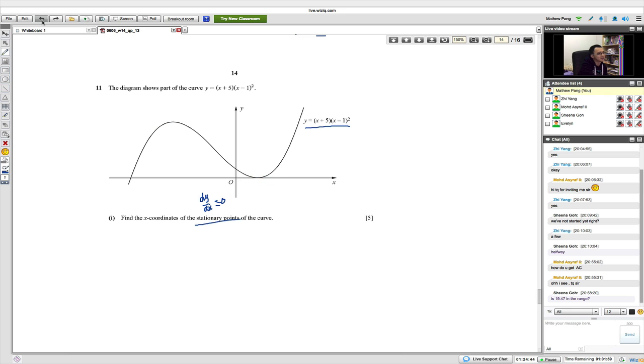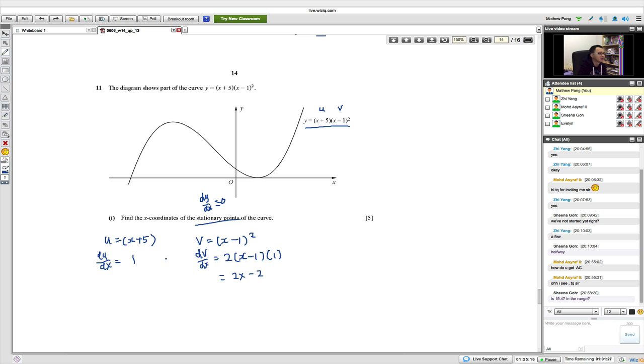Okay, so I will do dy dx for this one. I will call this one product rule also. I call this one u and this one v. So my u actually is x plus 5 and my v is x minus 1 squared. So I will differentiate: my du dx just gives me 1. My dv dx is different. This one gives you 2 times x minus 1, multiplied with 1, because when I differentiate inside I get 1. So this one is just 2x minus 2.